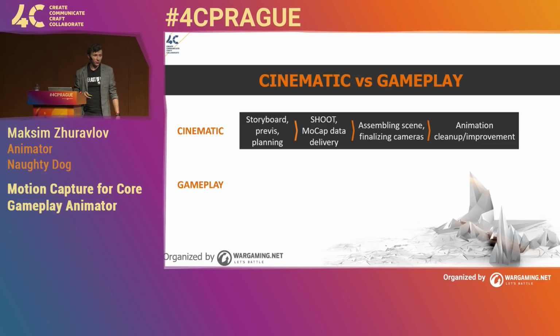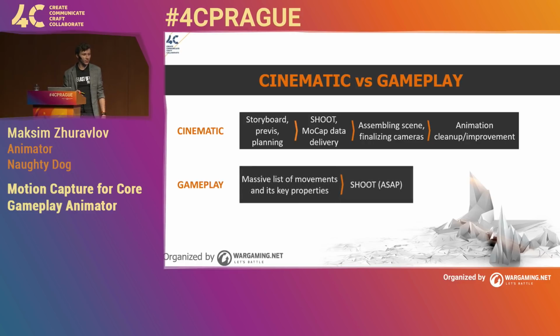When you work with gameplay animation, it's a very different beast. It starts with a massive list of movements and shoots. You need a lot of animation: starts, stops, transitions. There are hundreds and thousands of them. I mean, in Uncharted, there are more than 3 hours of data used just to move the character around, just for locomotion, right?